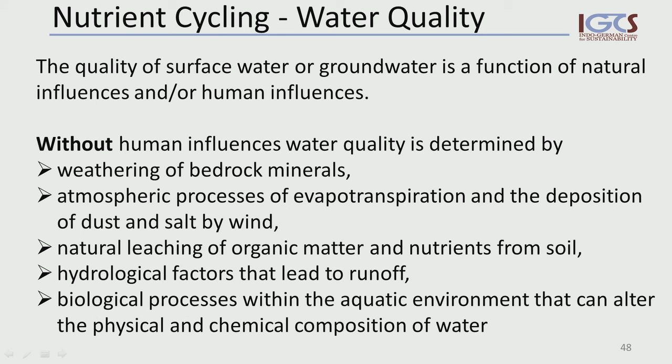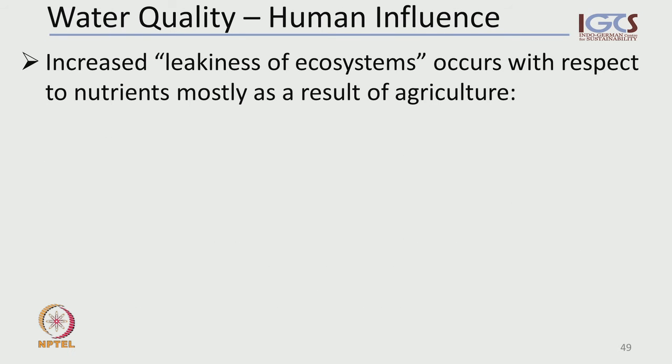There could be a natural leaching of organic matter and nutrients from soil into the water. There could be hydrological factors that lead to a specific runoff, washing out of nutrients. There could be biological processes within an aquatic environment that can change physical and chemical compositions of water. Those are the processes without human influence. Now, we know that we have been influencing and shaping our water bodies for as long as we are on this planet. And what is our impact?